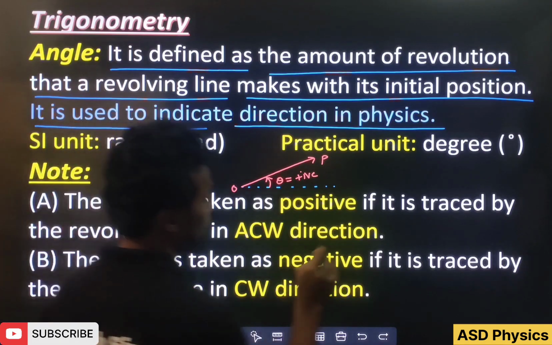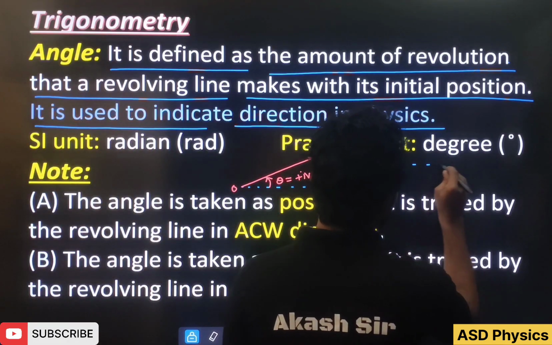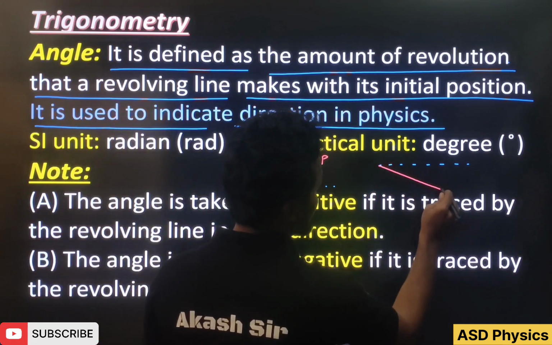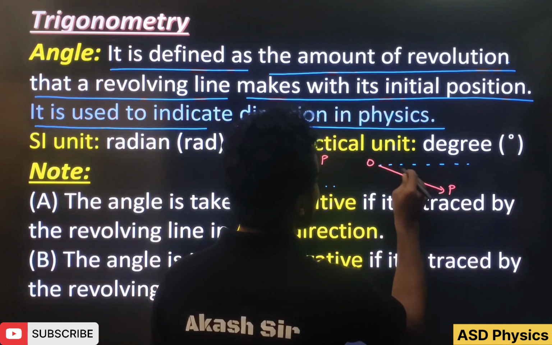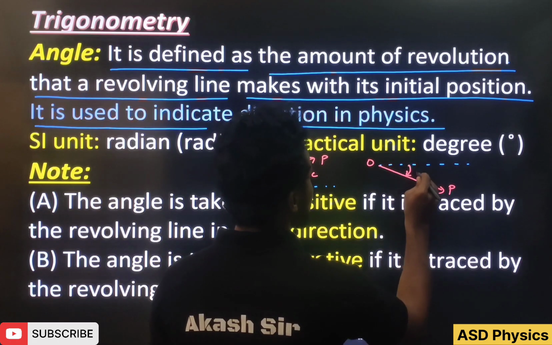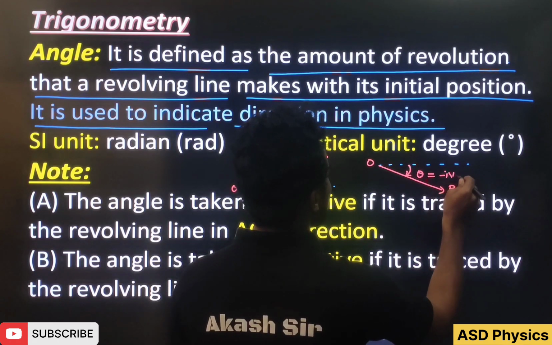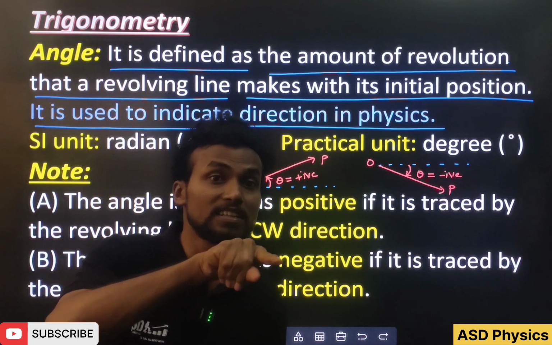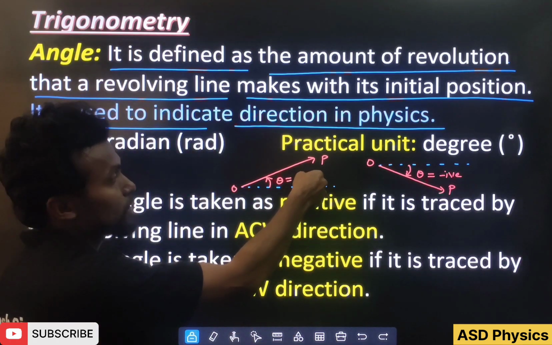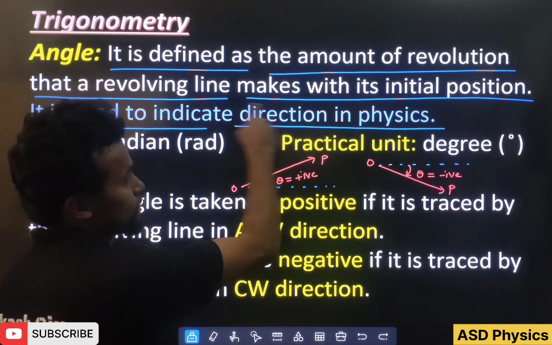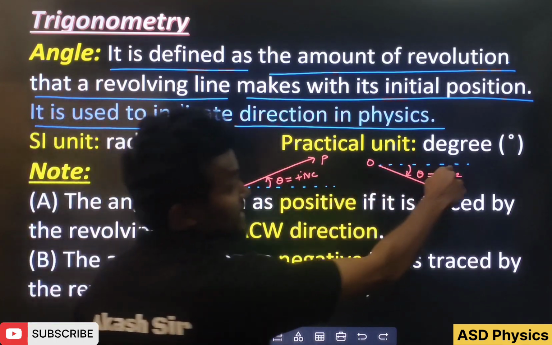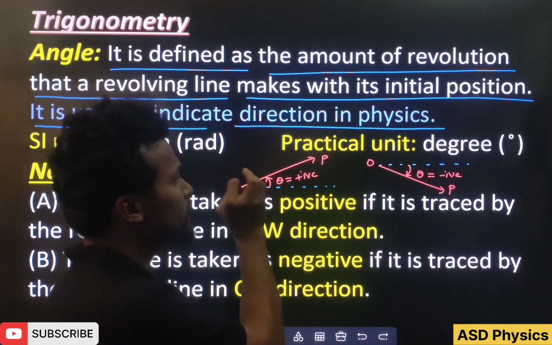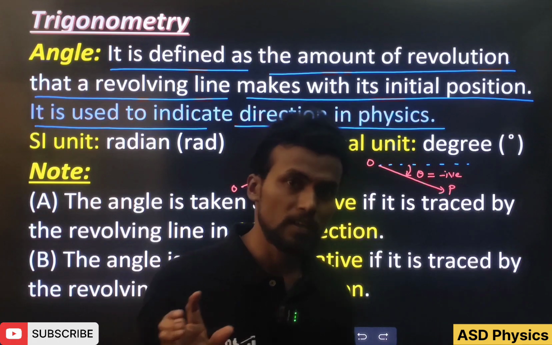For example, if this line is revolving in the clockwise direction, let's take this as O and this as P, in clockwise direction, then this angle will be negative. Let's take for example a line that is revolving. If it has completed one revolution, that is 360 degree, 720 degree, but positive. But here, if it is clockwise, it is minus 360 degree, minus 720 degree. So anti-clockwise positive, clockwise negative, remember that.